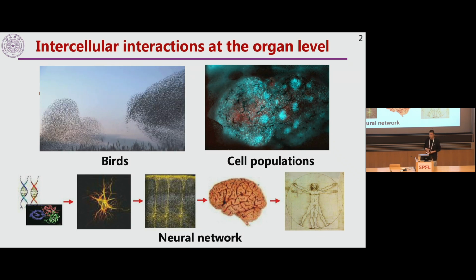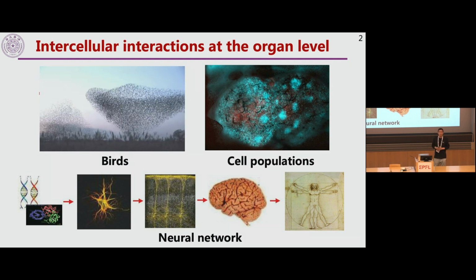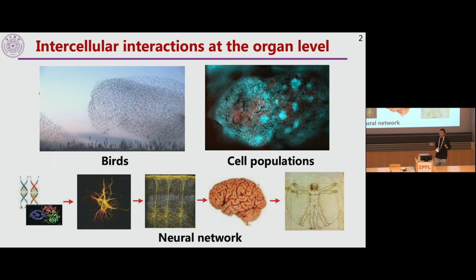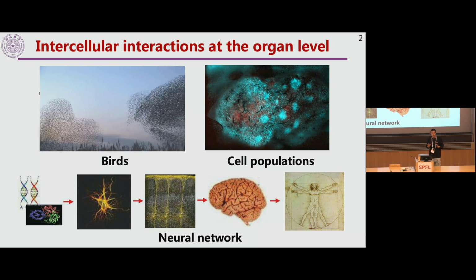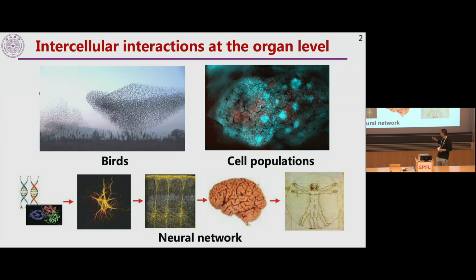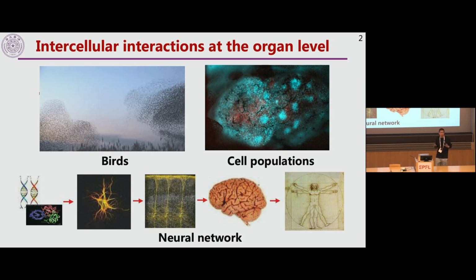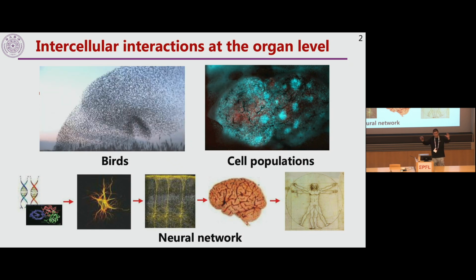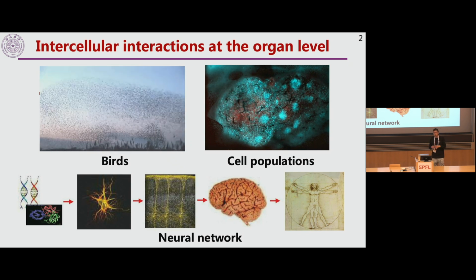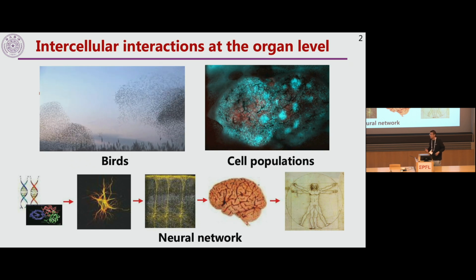So what we are going to do with computational imaging methods. The basic motivation for us is we want to see how different kinds of cells interact with each other at the organ level. A typical example is with different kinds of birds. You can see each bird has its own behavior, but when they come together, they will have some group behavior that emerges from the interaction of different birds.